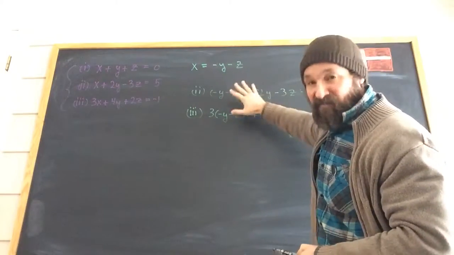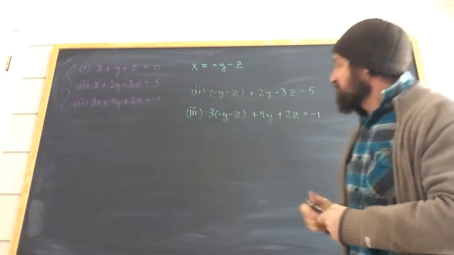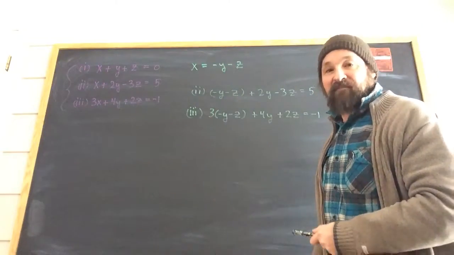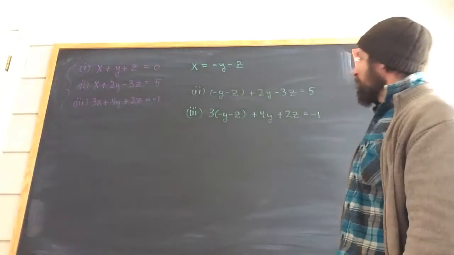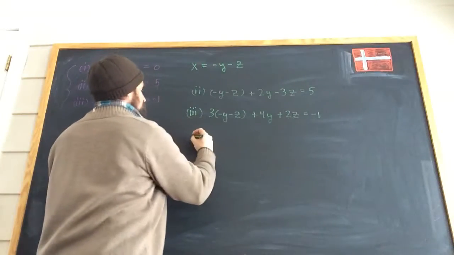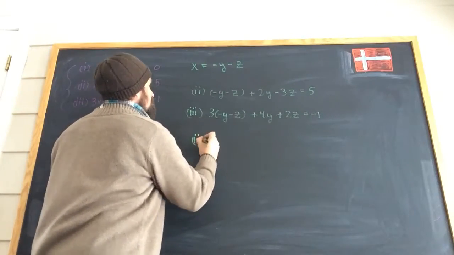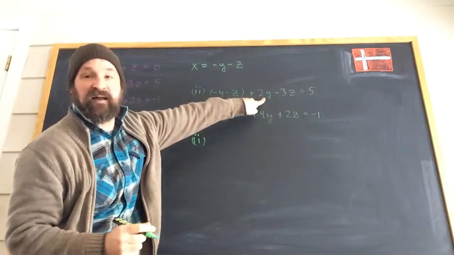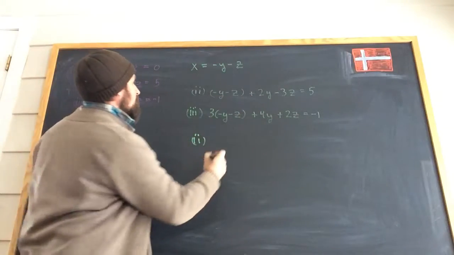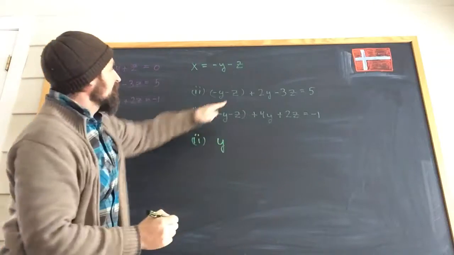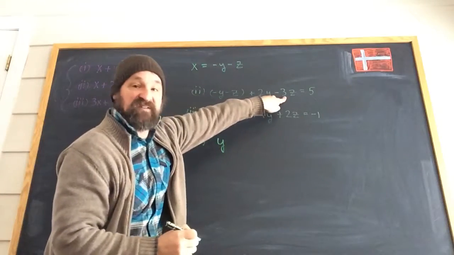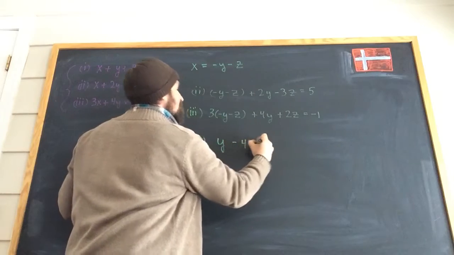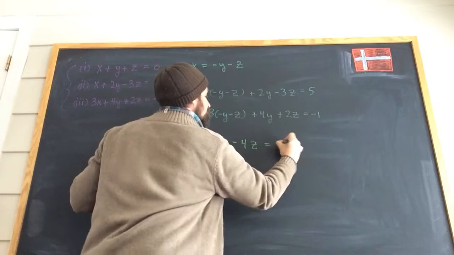So now I have to solve this 2x2 system. All right, well, the first thing I'm going to do is simplify up here and get my system into standard form. All right, let's see. Equation 2, I've got minus y plus 2y's, so I've got plus 1y. And I've got a minus z minus 3 more z's, so I have minus 4z. And that's equal to 5.